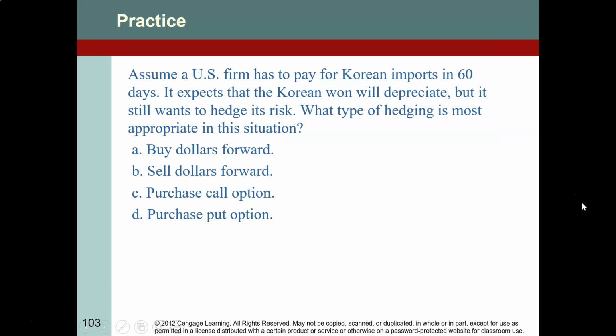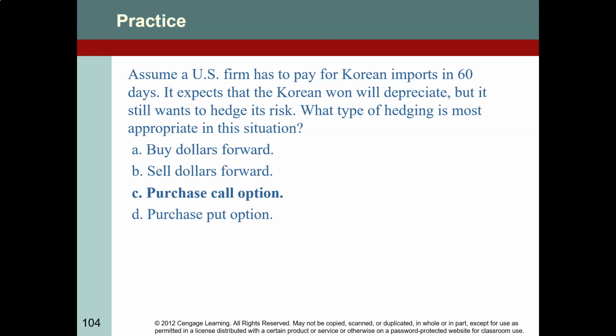Okay, think about this question. If you already have an answer, let's go to the next slide. Okay, we should purchase a call option. So the firm has to pay for Korean imports in 60 days. So we know the US firm would need to exchange US dollars for Korean won after 60 days.